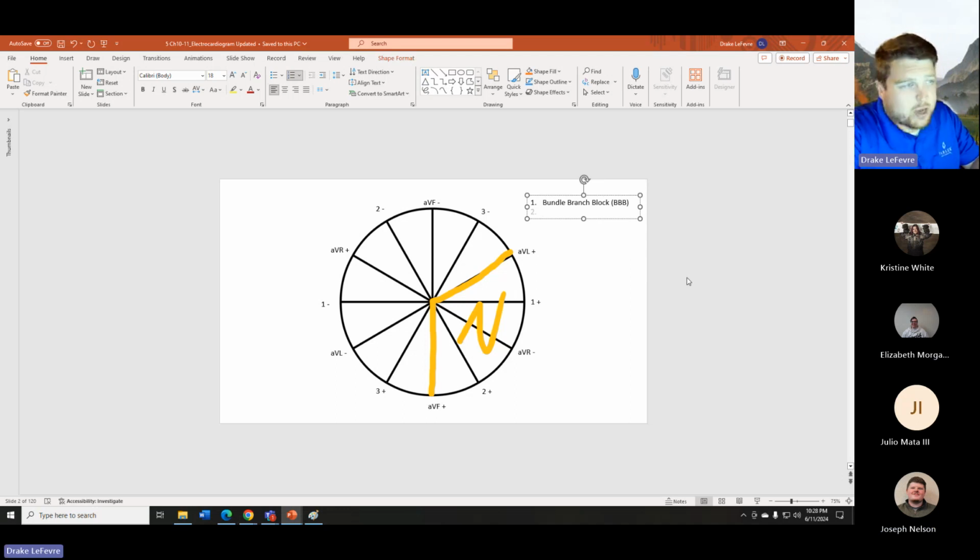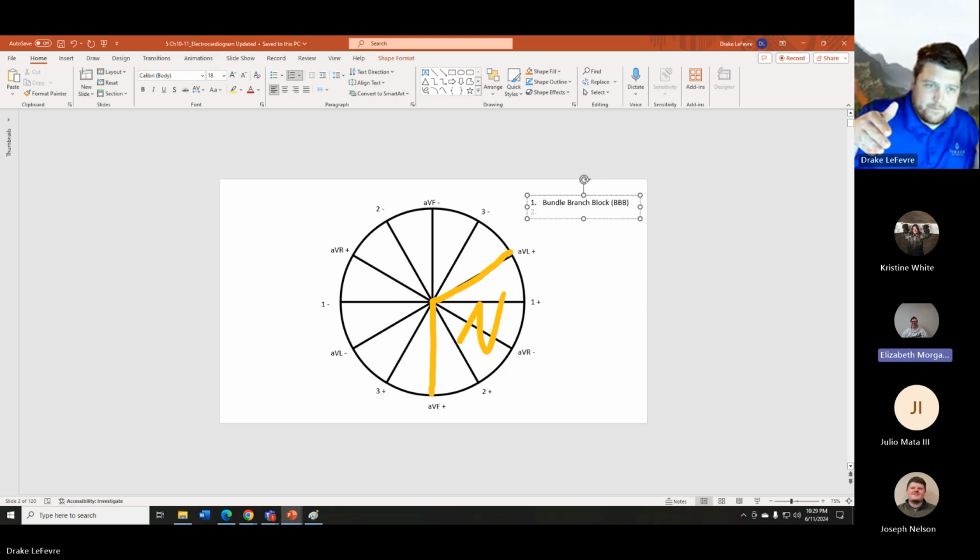Okay, so bundle branch block is one. If we remember, think back to when we talked about the pathway of the heart, how after the bundle of His, it splits into 2 bundle branches. You remember that? What can happen is one of those bundle branches, for whatever reason, essentially stops transmitting the signal.